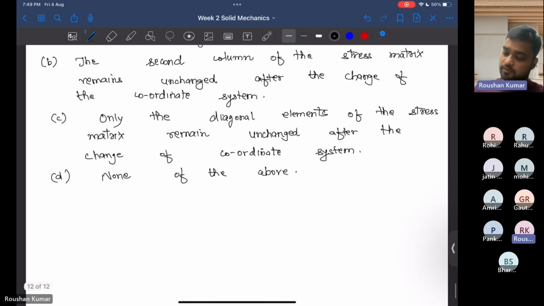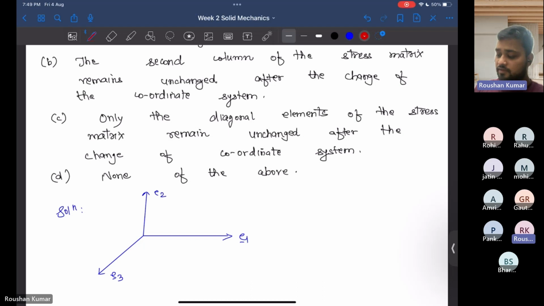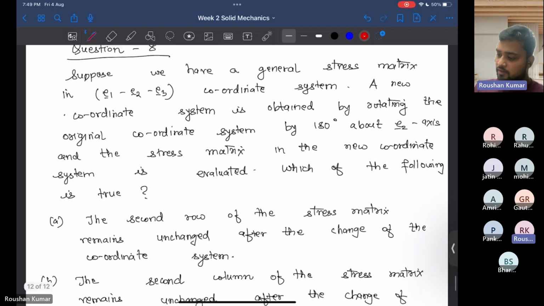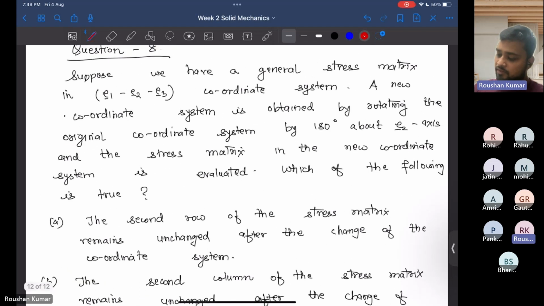So first of all, the given coordinate system in the original basis, that is in the E1, E2, E3 coordinate system, is, suppose E1 is along this way, this is along E2, and this is along E3. And it is mentioned in the question that the original coordinate system is rotated by 180 degrees about the E2 axis.